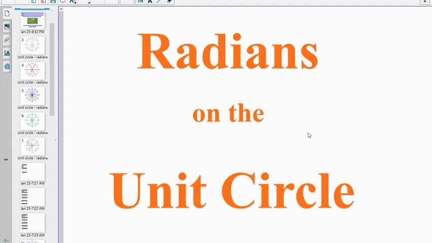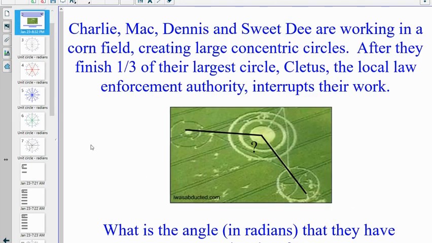But here we go. We're going to be taking a look at radians like we did yesterday or last week, I suppose, but focus a little bit more on the unit circle. So, quick question to get us started here.